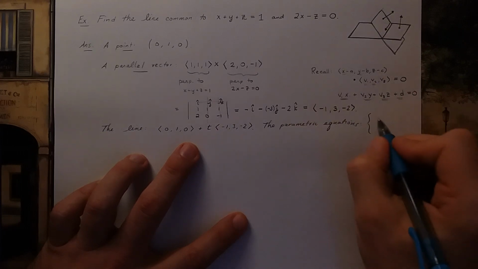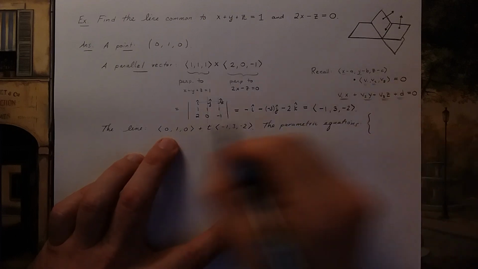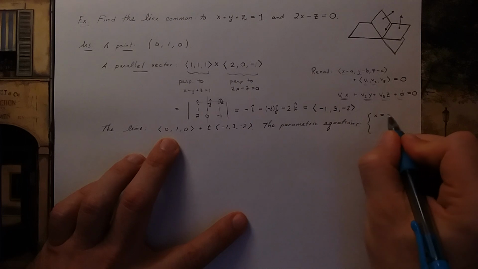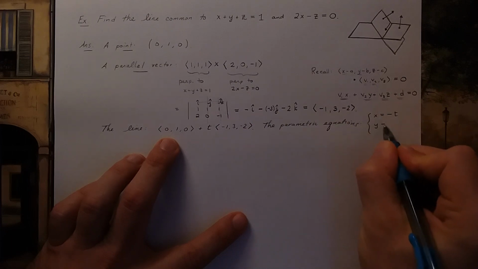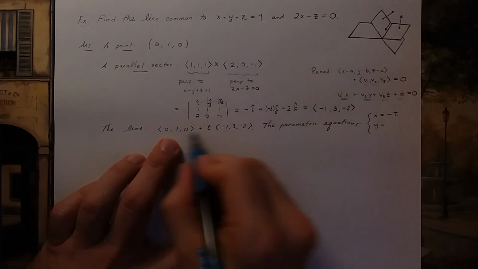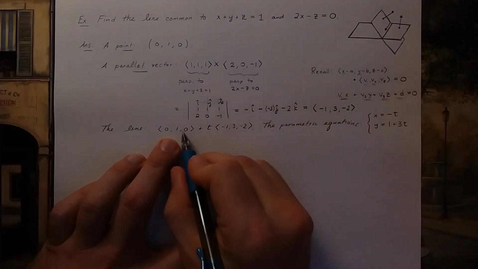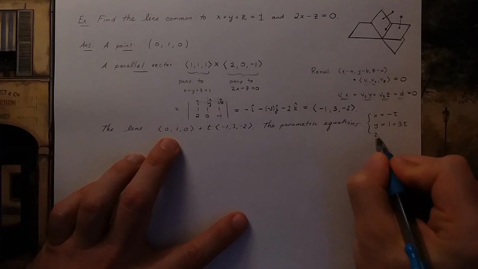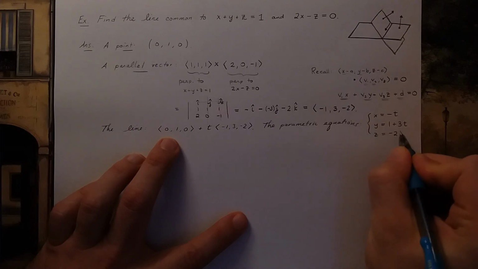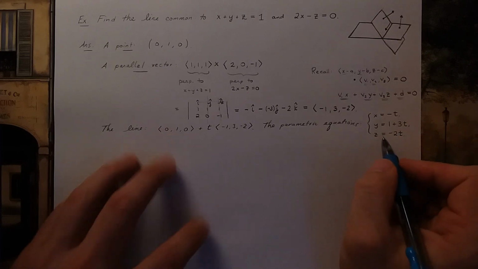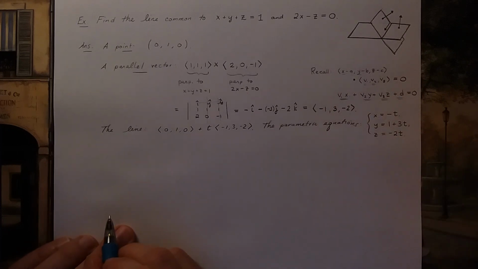are my equations. The x-coordinate is equal to 0 minus t. The y-coordinate is 1 plus 3t. And the z-coordinate is 0 minus 2t. And again, t could be any real number. These are the parametric equations for my line.